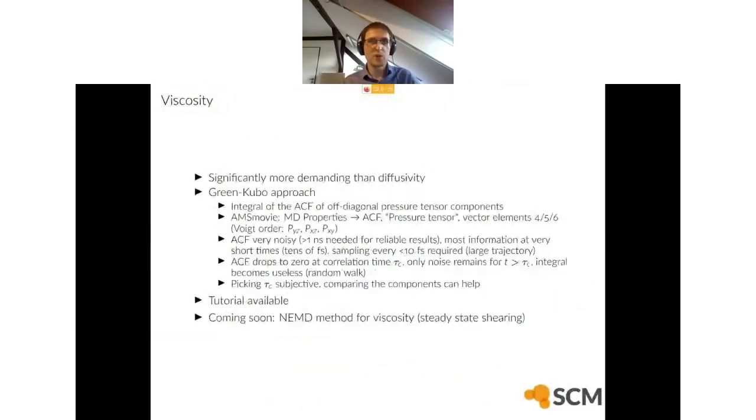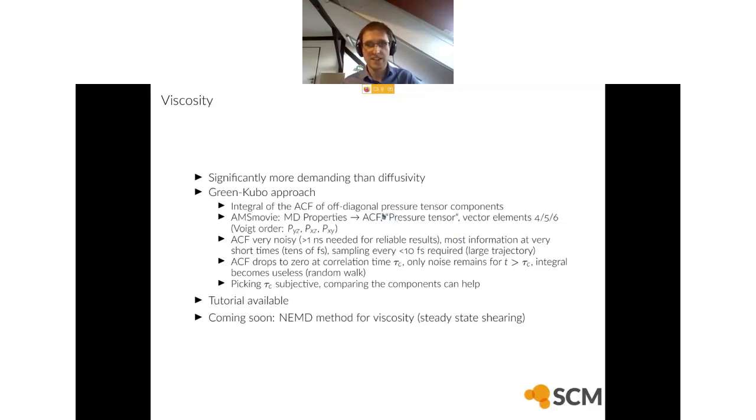One more dynamical property that people are interested in is the viscosity. Compared to diffusivity, it's much more demanding. So if you need a decent amount of accuracy for viscosity, be prepared for a very long and very demanding simulation. The only approach we have currently is the Green-Kubo approach. This time, it's an integral of the autocorrelation function of the off-diagonal components of the pressure tensor.